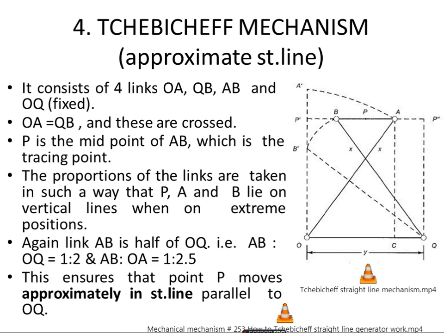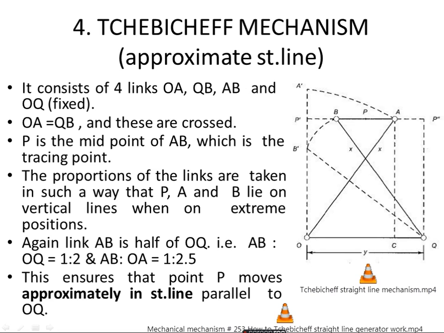Last, we'll see one more approximate straight line mechanism, that is the Chebyshev mechanism, named after the scientist. Again, this gives approximately a straight line. It consists of 4 links. You can see the figure. Is the screen visible? You can see the screen, right? Yes, sir, visible. Okay, I shared it.